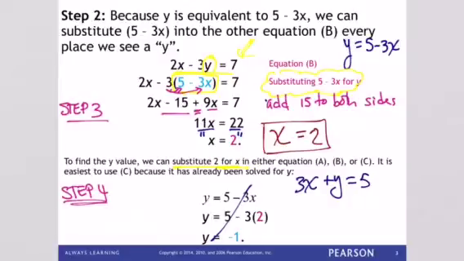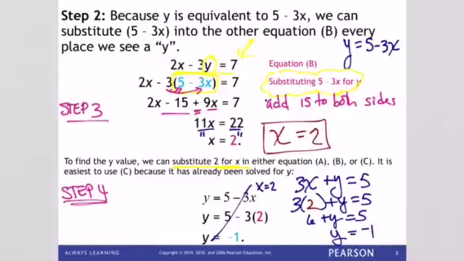So, what we just discovered was that x was 2. Here I have 3 times whatever x is plus y equals 5, and we know that x is 2. So now I'll simplify this and I get 6 plus y equals 5. I subtract 6 from both sides, and I get y equals negative 1, which is the same thing they got over here when they did it in equation C.